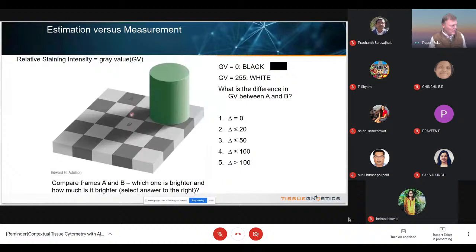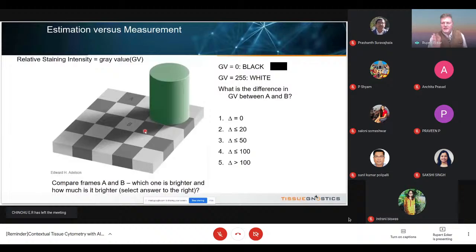And when we look at them, we see that some are brighter, some are darker. Now, when we look at A and B, my question to you is, what do you think the difference is in terms of gray values? When we say gray value 0 is black and gray value 255 is white, what's the difference between A and B? The human eye will never be able to say the difference is 37, right?